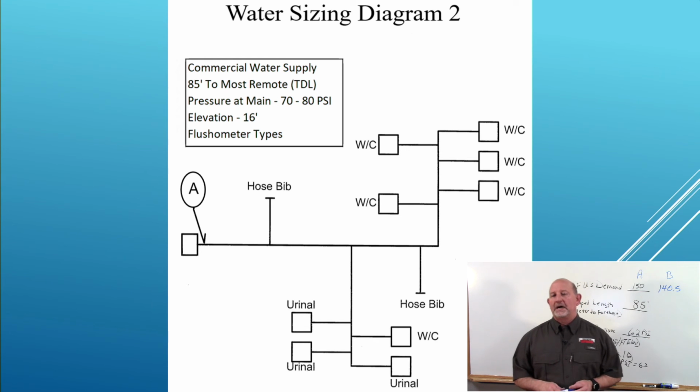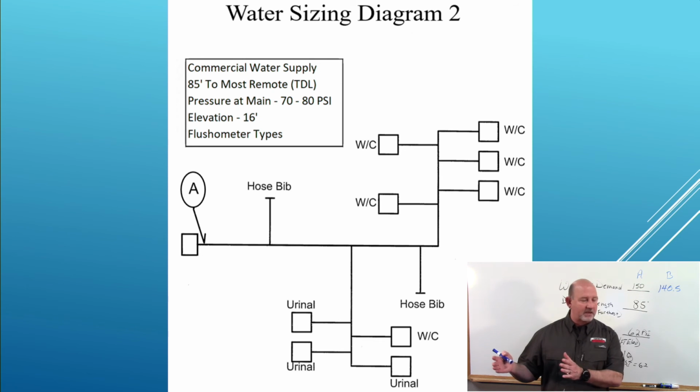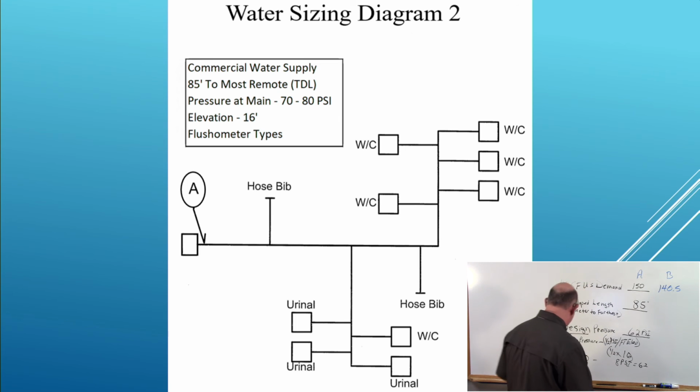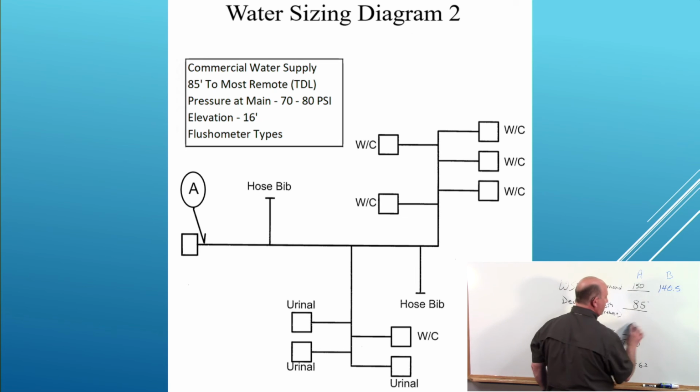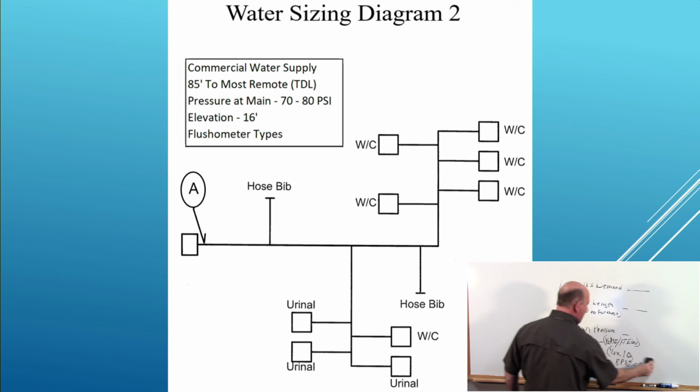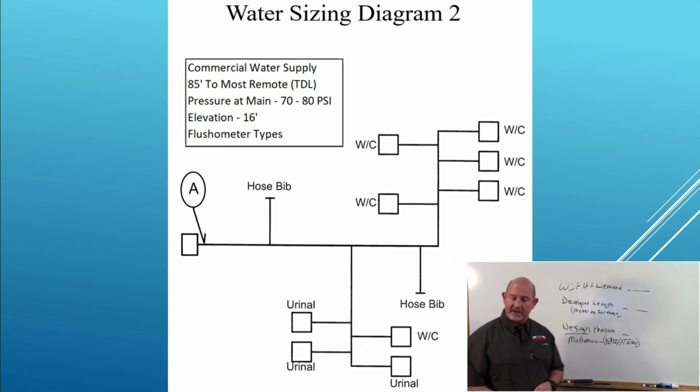So design number 2, we've got a commercial water supply. So again, we're in the public column, not the private column. 85 foot to the most remote. So I'm going to erase these numbers. It's going to be the same information, and it's going to be the same kind of math, but we don't know what the numbers are going to be yet.